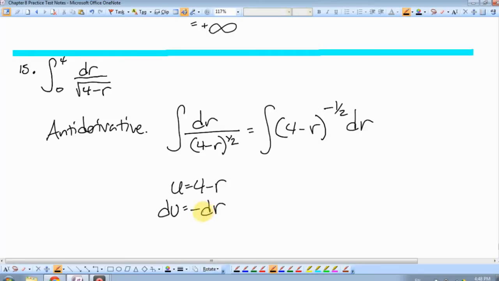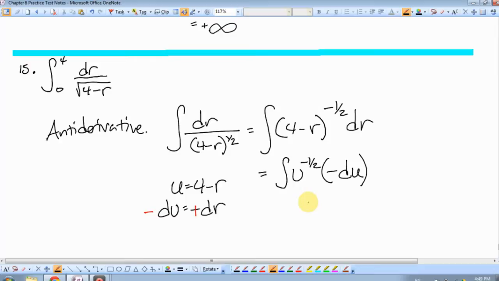Here, I don't want you to necessarily do this in your head because this time you're going to have du as negative dr. And that could produce problems. You just move the negative out front. You just say it equals negative 1 half.